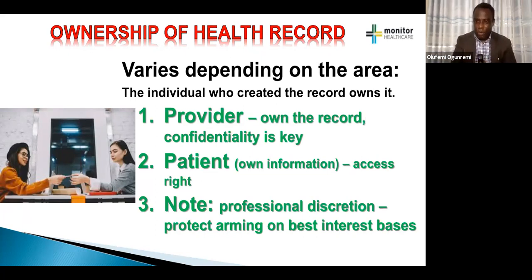That's actually allowed. If I feel that this information is going to be detrimental to this patient's mental health, or is going to cause serious harm to this patient, then in that case, based on your own discretion, you might decide not to give this information out.